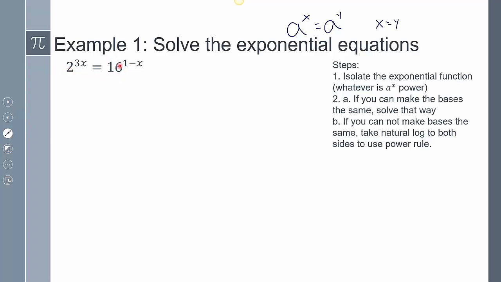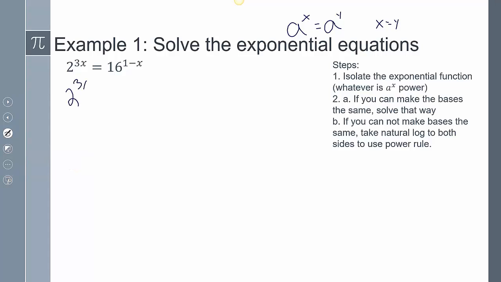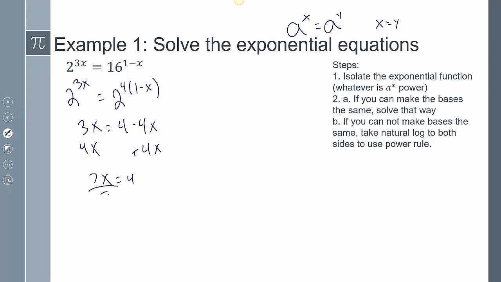This is base 2, and I can make 16 into base 2. And so I get 2 to the 3x. This becomes 2 to the 4th. And so I get 3x equals 4 minus 4x. So now I can add 4x to both sides. So I get 7x equals 4. Divide both sides by 7. I get x equals 4/7.